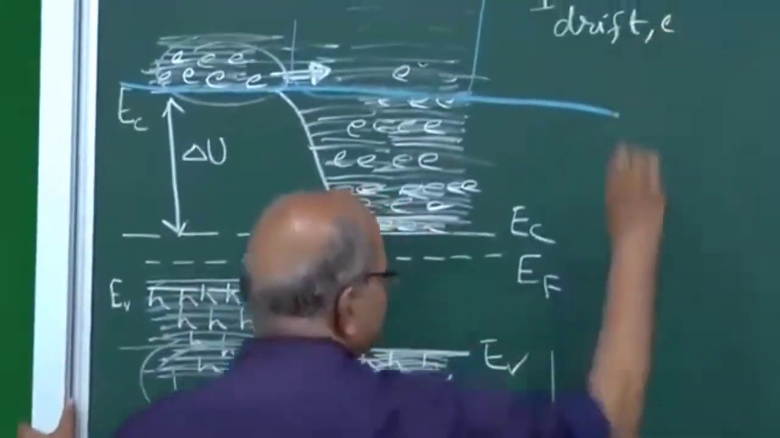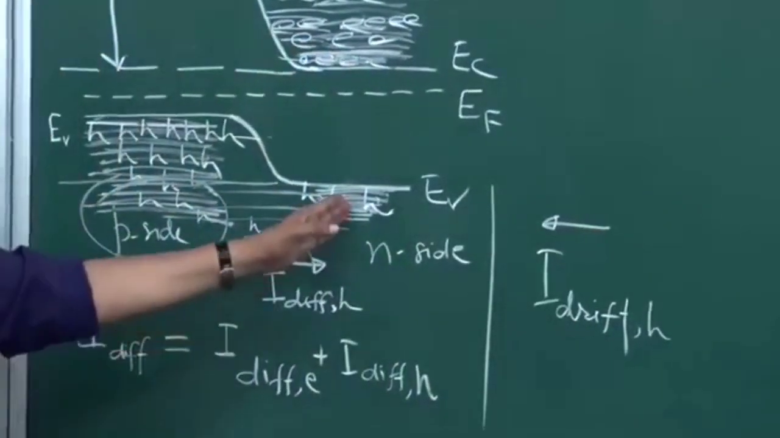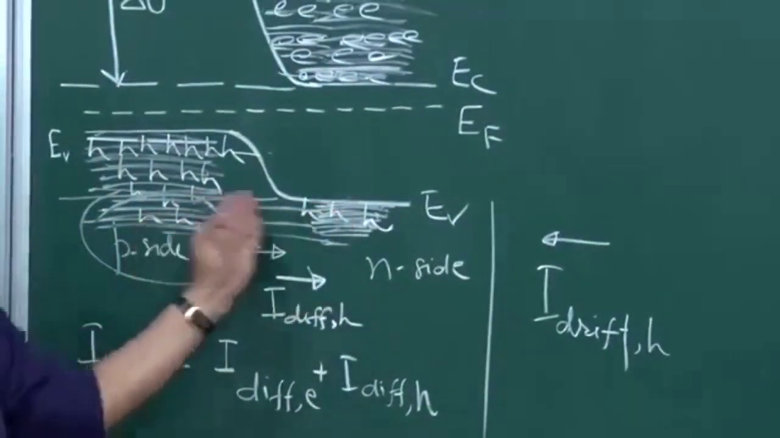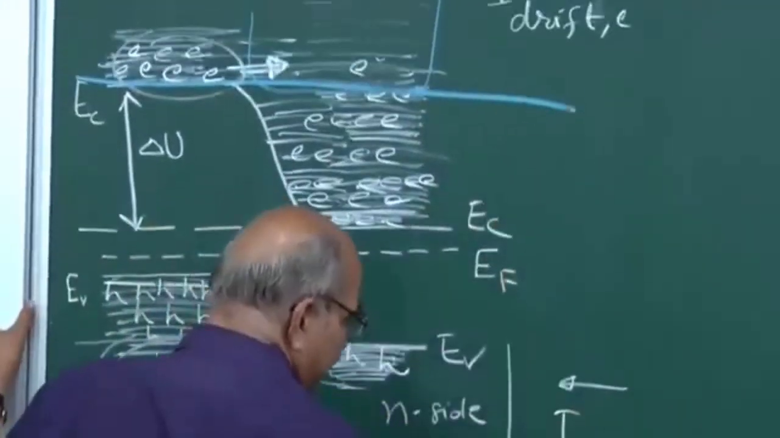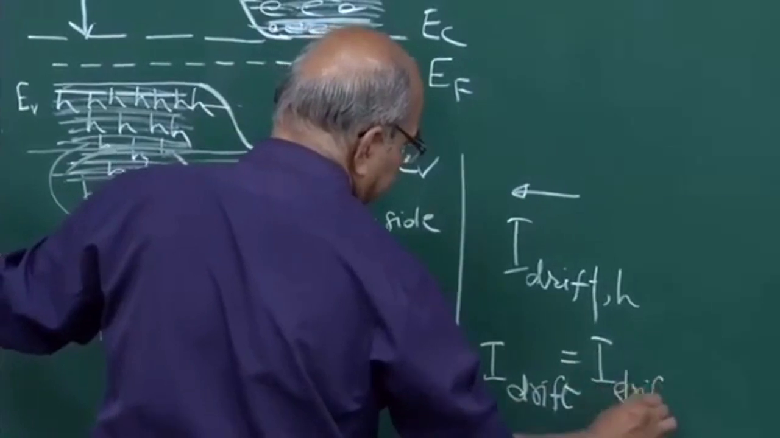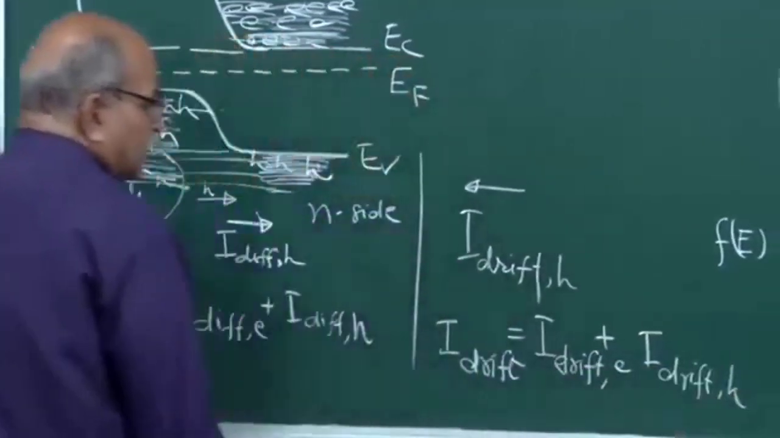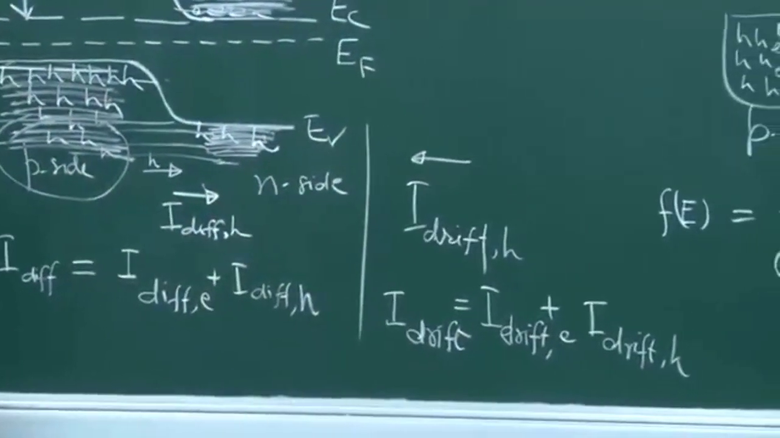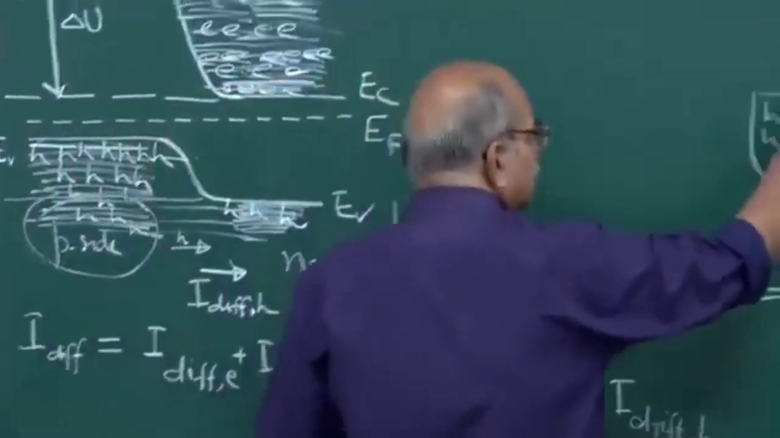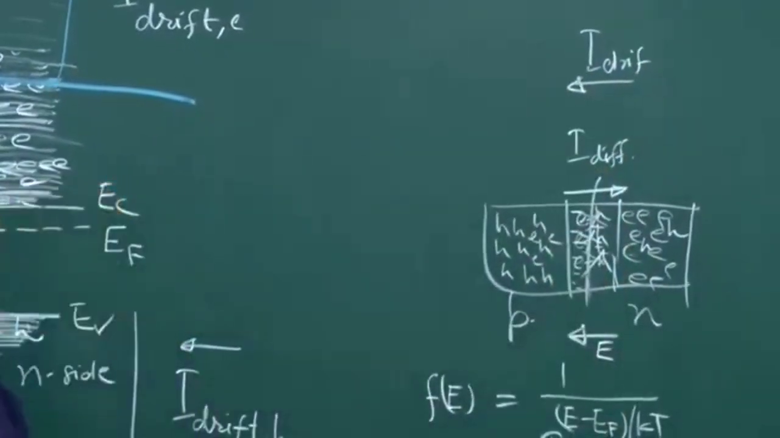So this I drift is because of the electrons, and this I drift is because of holes, and that is also going right to left because holes are positively charged. So holes are going from this side to that side, so that's also the current direction. So you add these two and you have the drift current: I drift, which is I drift because of electrons plus I drift because of holes. And that is in the direction of n side to p side. Diffusion was in the direction p side to n side, and drift is in the opposite direction.